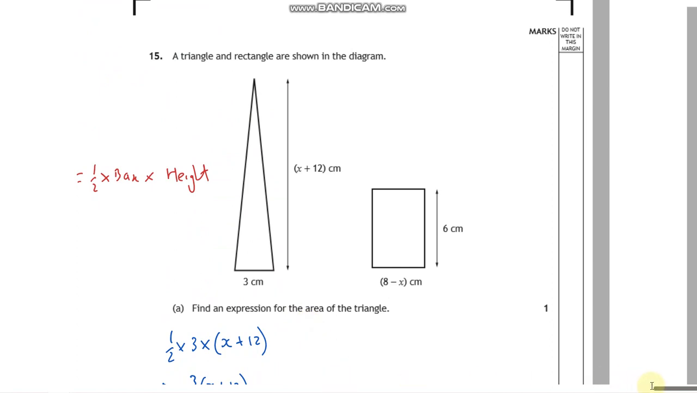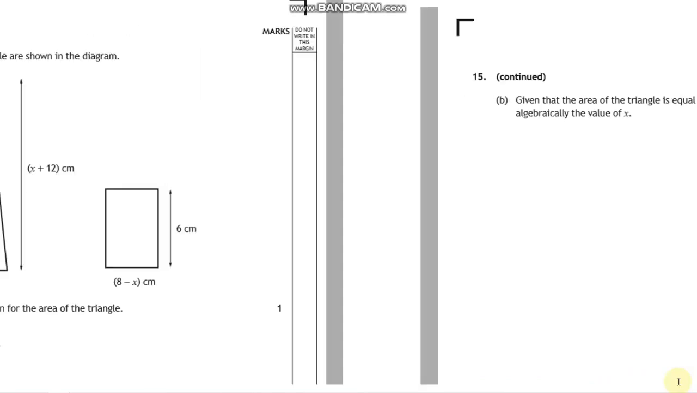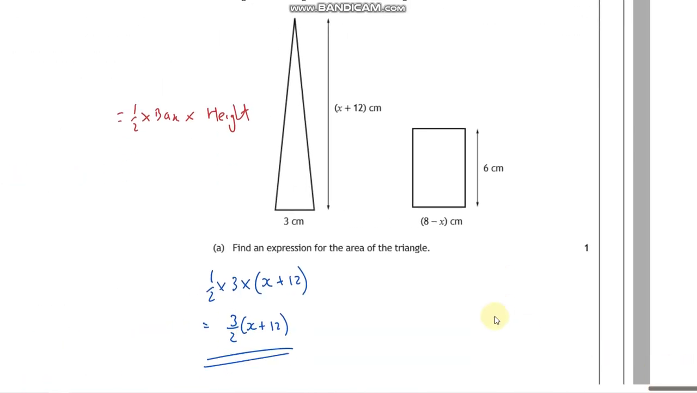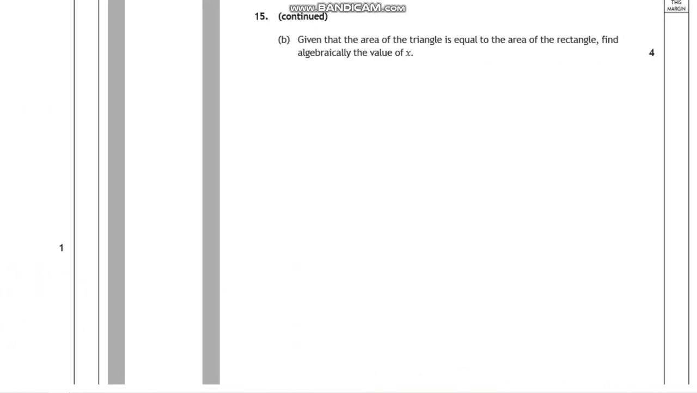Next question. Given the area of a triangle is equal to the rectangle, find x. Okay, so that triangle area is apparently equal to the area of the rectangle. So the area of the rectangle is breadth times height, or base times height, whatever you want to call it. So it's going to be 48 take away 6x. So that's my triangle, and that's my rectangle.